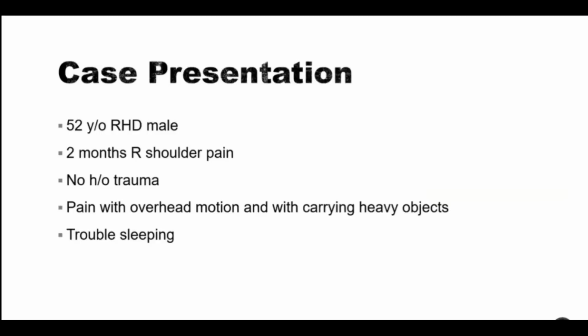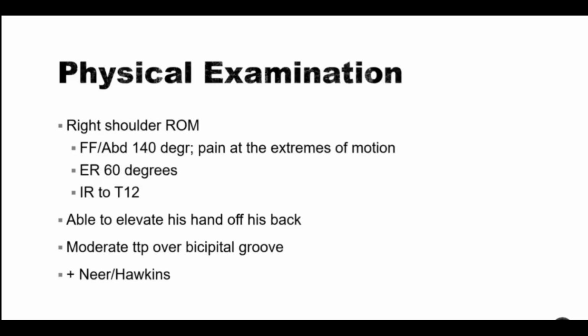So I wanted to start with a case presentation. This was a 52-year-old right-hand dominant male who presented with about 2 months of right shoulder pain. He denied any history of trauma. He was complaining mostly of pain with overhead motion and with carrying heavy objects. He was also having a lot of difficulty sleeping, secondary to shoulder pain.